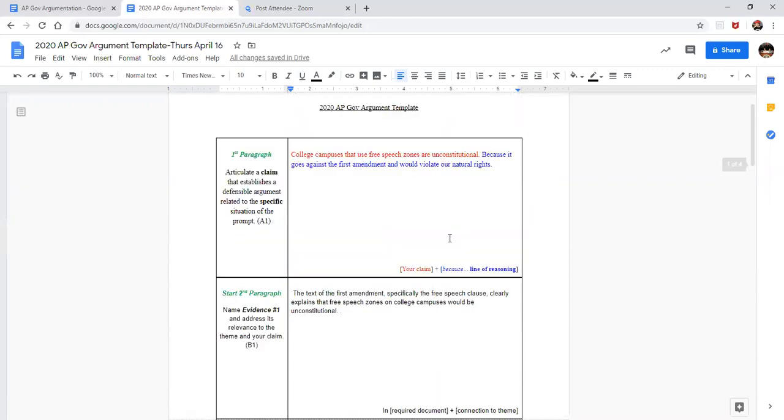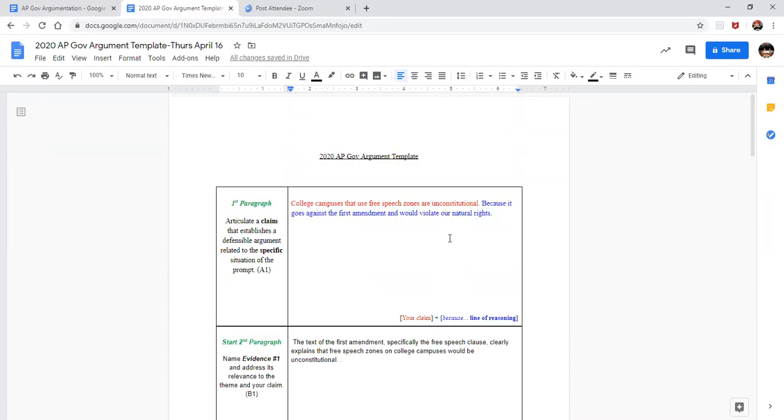Tomorrow I'm going to talk about the concept application FRQ, which is much shorter than this and doesn't involve as many parts. And then next week we're going to start reviewing Unit 1.